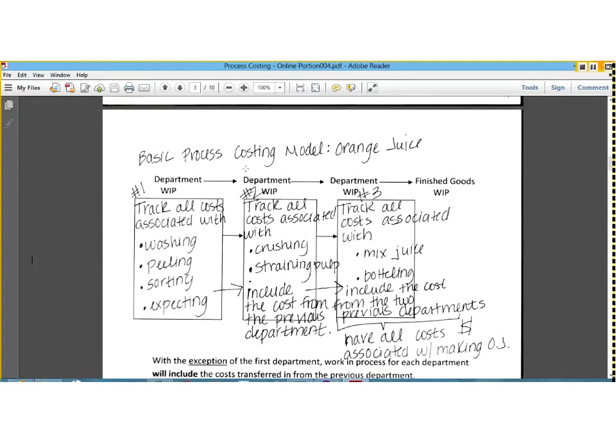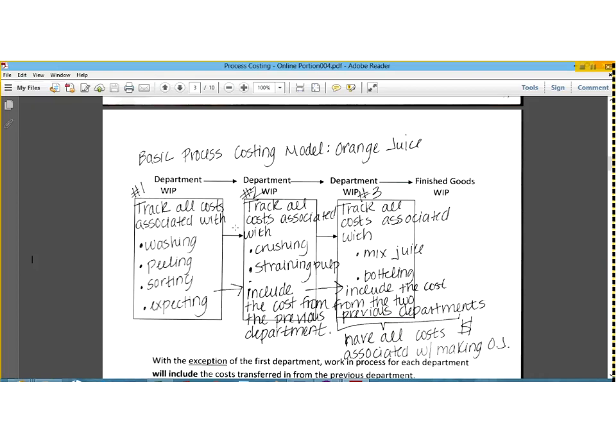If we were looking at how to make orange juice, let's say there are 3 departments associated with orange juice. Department number 1: we're going to track all the costs associated with this department. This would include washing the oranges, peeling them, sorting them, and inspecting the oranges. So we would track all the costs associated with that one department. Then in the next department, we would track all the costs associated with crushing the oranges and straining the pulp. And not only would we track the cost of crushing and straining the pulp, but we'd also include the cost from department number 1.